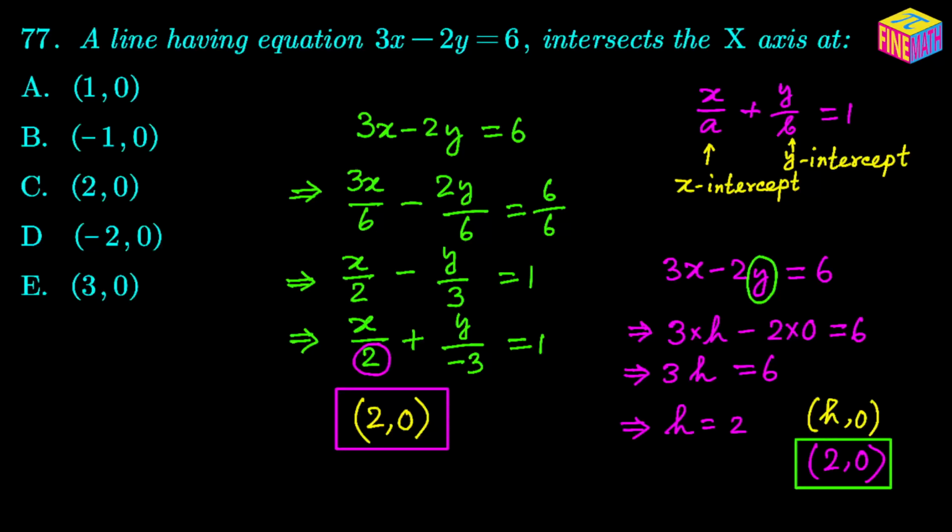So whichever way you solve the problem, you will obviously get the same answer. And in this case, the answer is that the coordinates of that point would be 2, 0. And if you look at our answer options, we have 2, 0 under option C. So option C would be the correct answer.